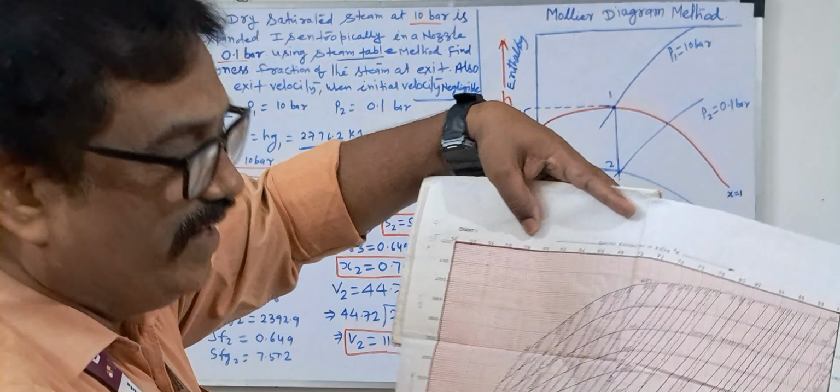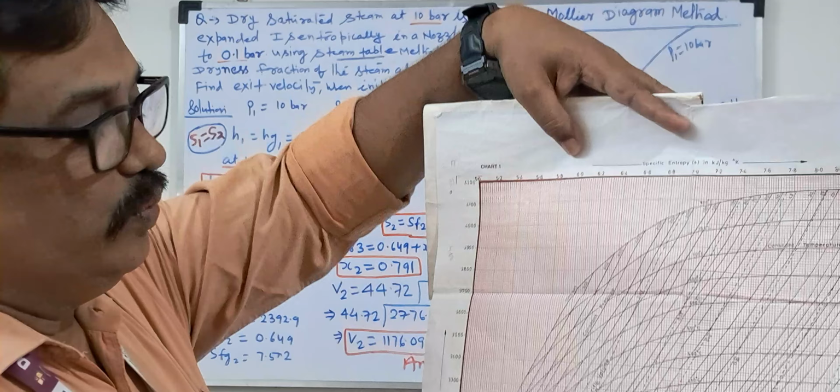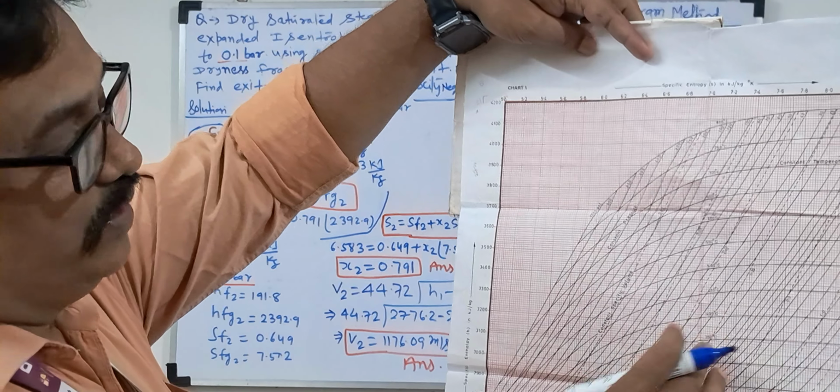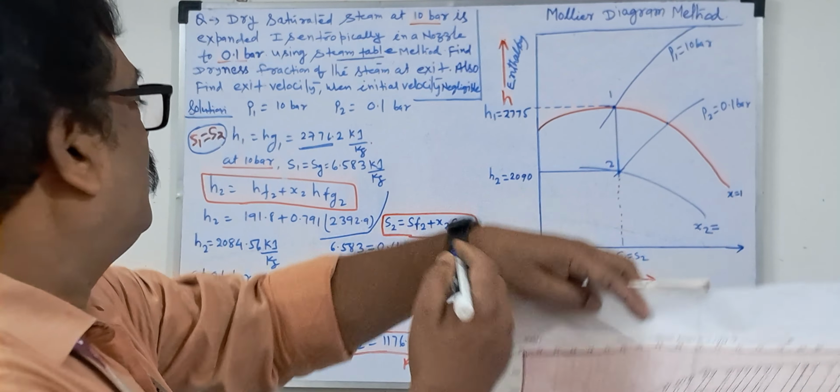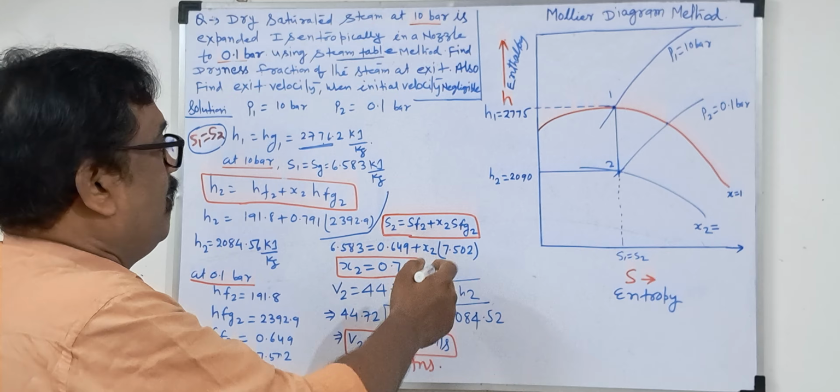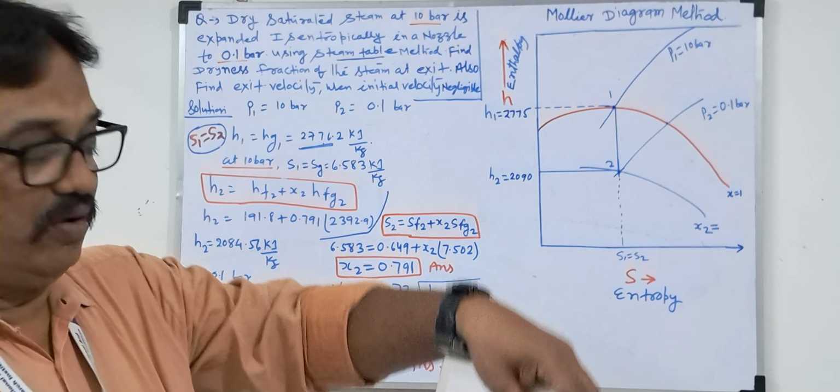So if you are very expert, you will see the values are very close, and then you can get a more accurate value of this. But this much fluctuation is allowed.